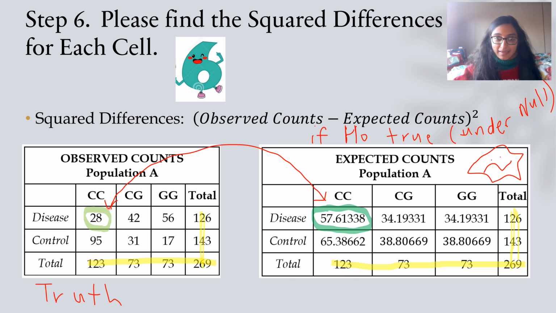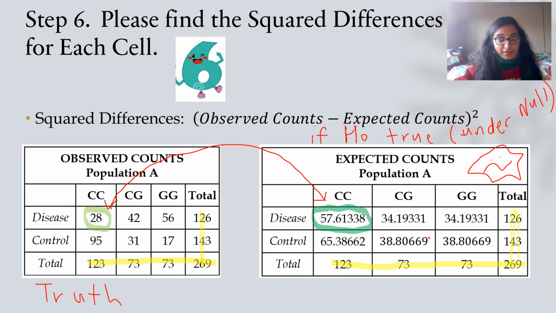We observe that this is 95, but we actually thought it should be much lower, around 65. So what's going on exactly? Why is it that CC has such lower counts for disease and higher counts for not having the disease than we expect? Conversely, for CG we would expect 34 individuals to have the disease, but we get even more, 42. So that's higher. And we expected 31 individuals out of the 73 with CG to not have the disease, but we're finding 38.